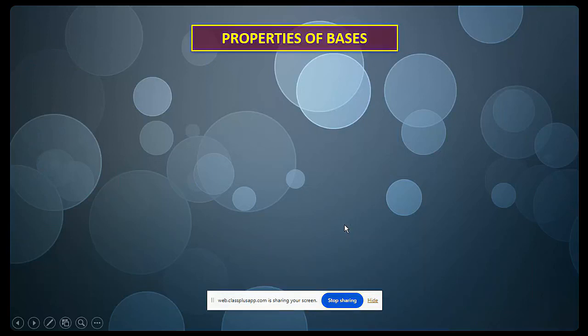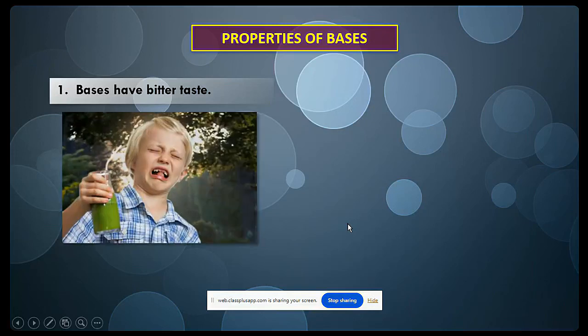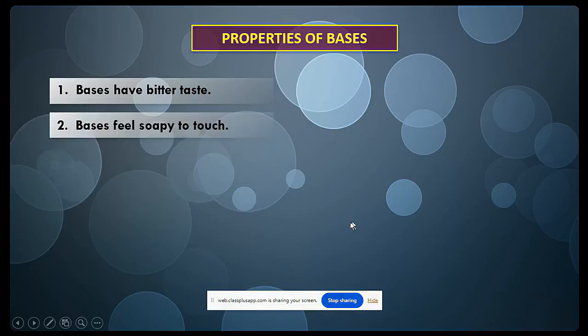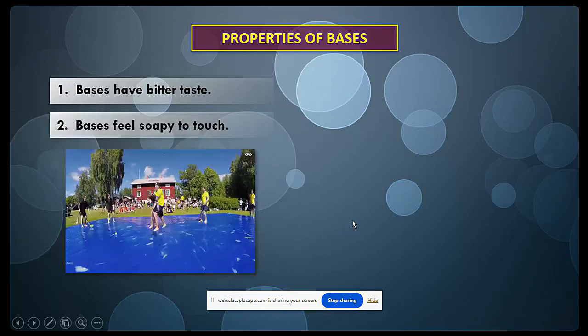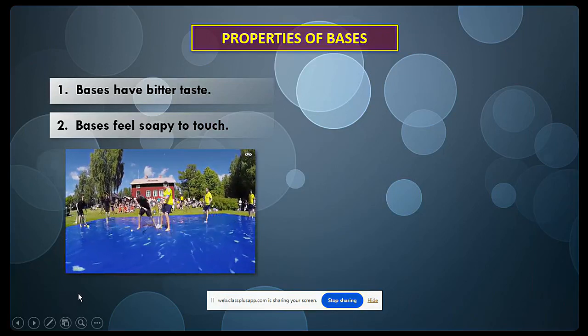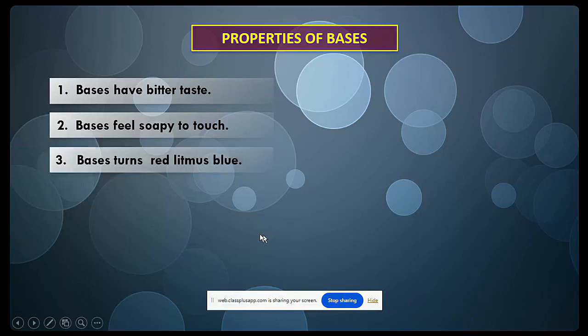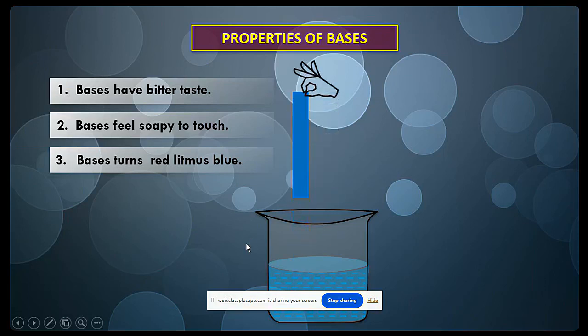Properties of bases. The first property: bases have a bitter taste. You can see the facial expressions. The second property: bases feel soapy to touch. The third property: bases turn red litmus to blue litmus, whereas blue litmus remains blue only.